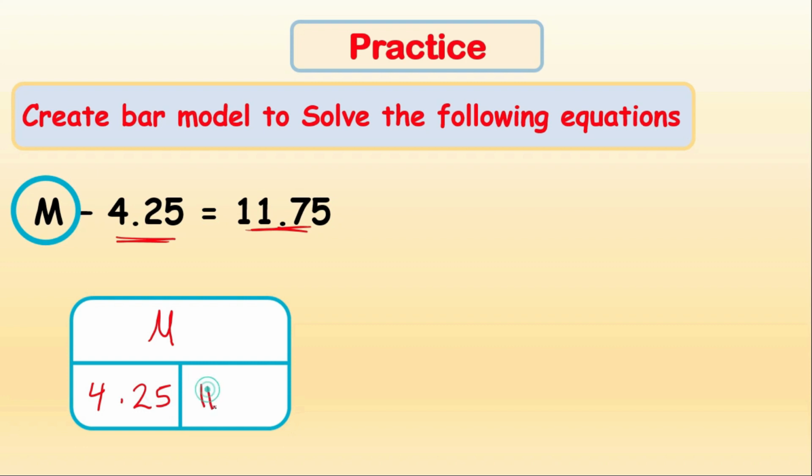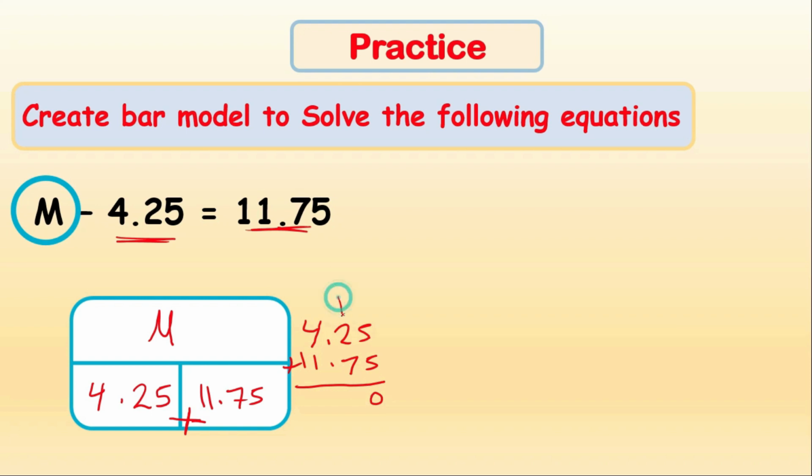4.25 and 11.75. Here we have two numbers in the smaller parts, so we have to add them. Add the two numbers in the smaller parts to find the value of variable m. Then write them vertically and find the sum. 4.25 plus 11.75. Add starting from the right. 5 plus 5 equals 10.